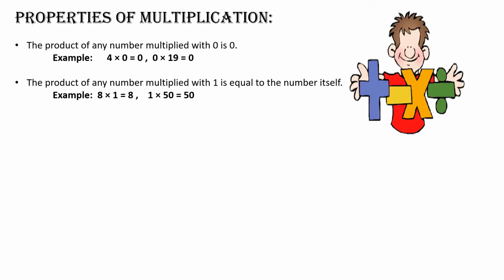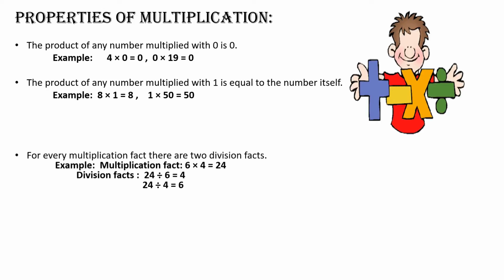The product of any number multiplied with 1 is equal to the number itself. For example, 8 into 1 is equal to 8. 1 into 50 is equal to 50. 1231 into 1 is equal to 1231. So, the product of any number multiplied by 1 is equal to the number itself, and the product of any number multiplied with 0 is 0. Now let us proceed with the next property.